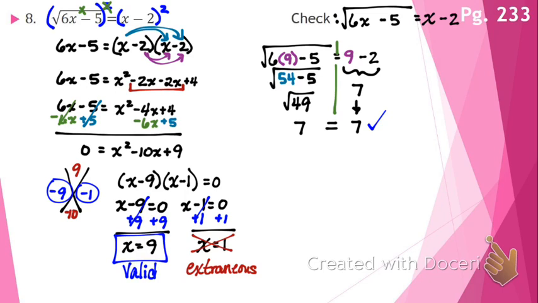All right, guys. 7 you should have found to be valid. Or sorry, 9, not 7. 9 should have been valid. And then 1 was not valid.